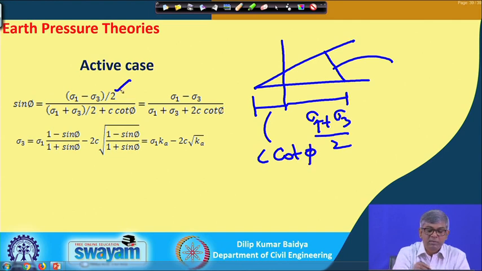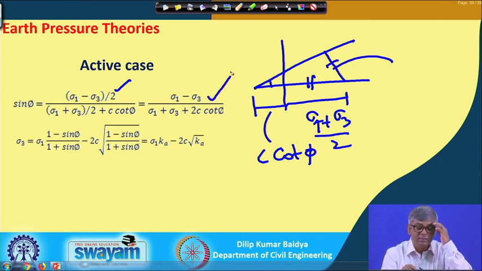So, that is why. Sin phi is this divided by this. So, if I do that, then (sigma 1 minus sigma 3) by 2 over (sigma 1 plus sigma 3) by 2 plus c cot phi, and if you simplify further it becomes (sigma 1 minus sigma 3) by (sigma 1 plus sigma 3 plus 2 c cot phi).